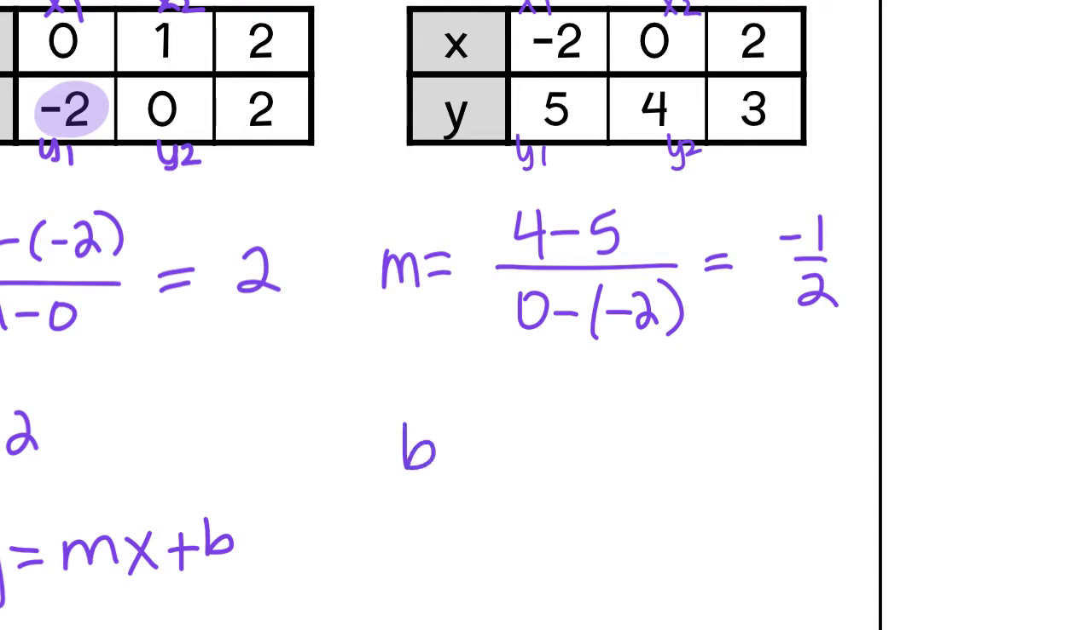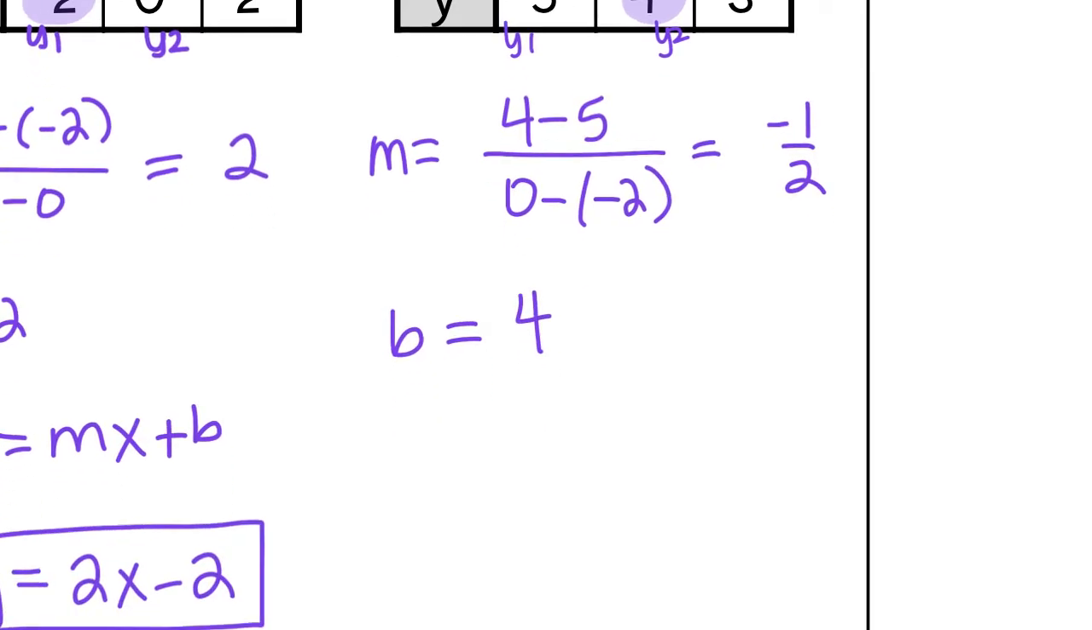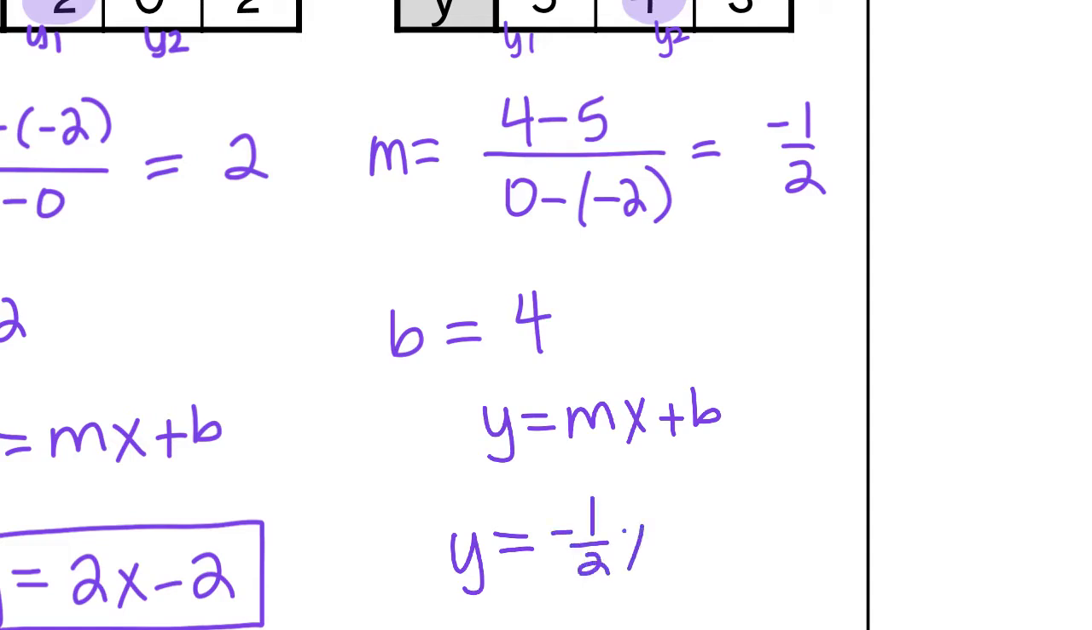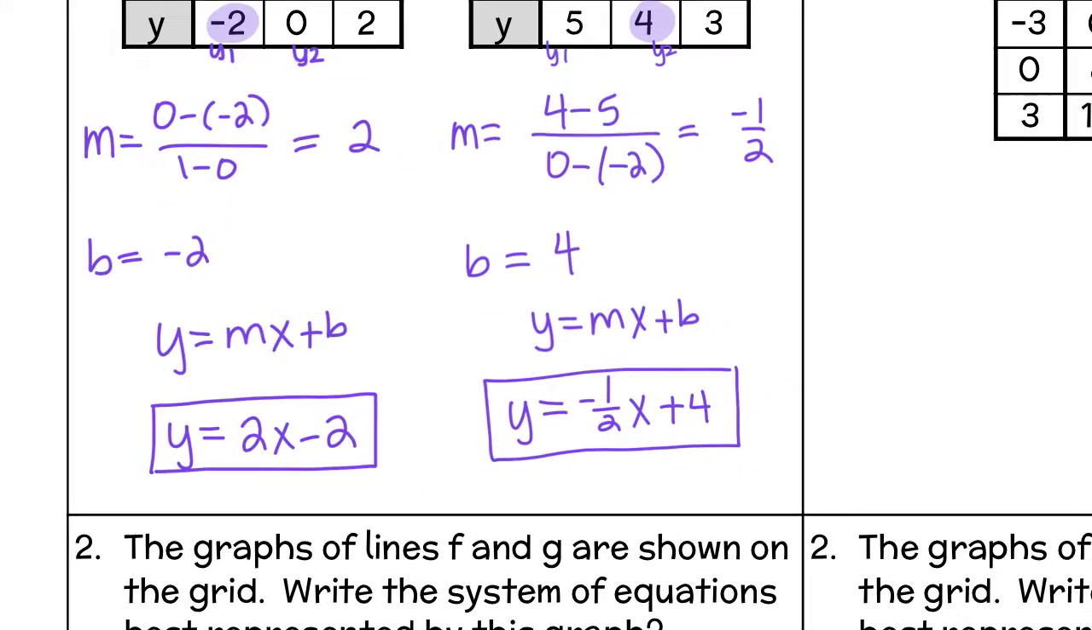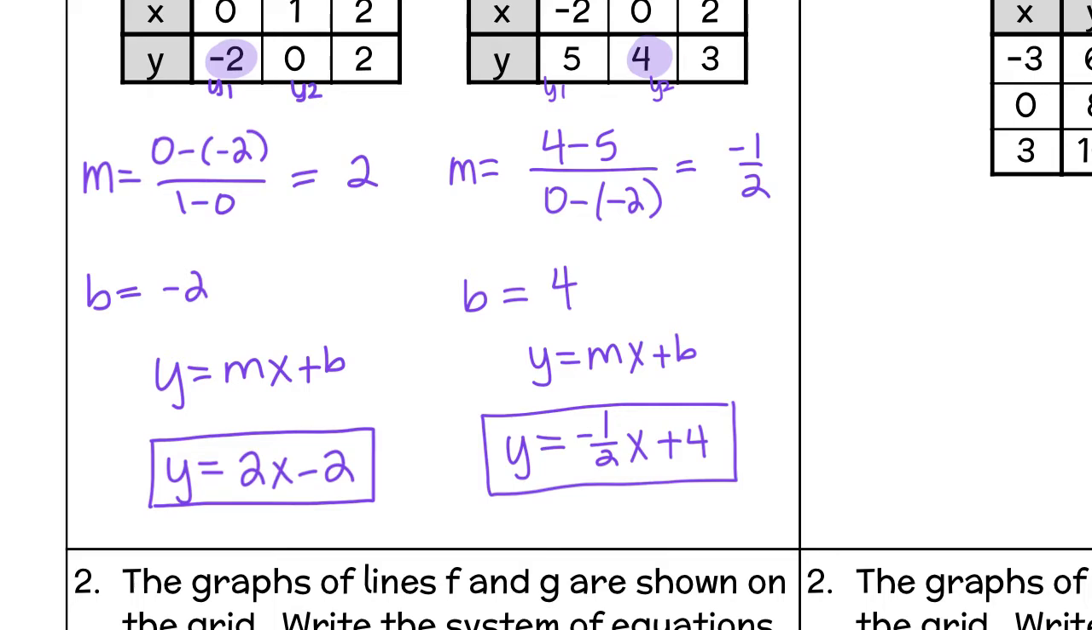Now I need to go and find our y-intercept. Look through the table for x equals 0, and that point represents your y-intercept. So for us, it's that 4. So if I follow the format y equals mx plus b, this line would be y equals negative 1/2 x plus 4. So our system would have those two lines that I have boxed in.